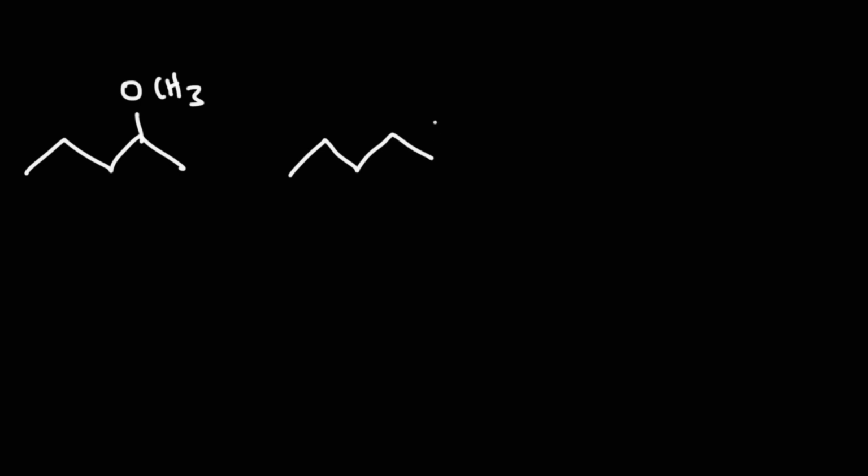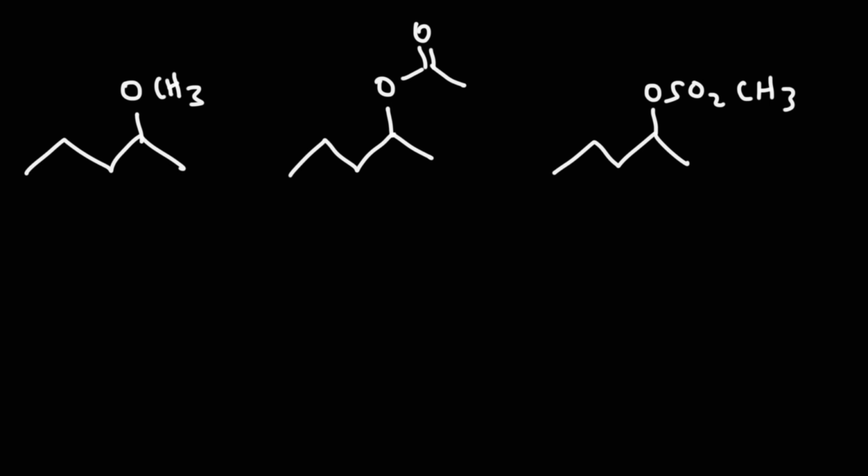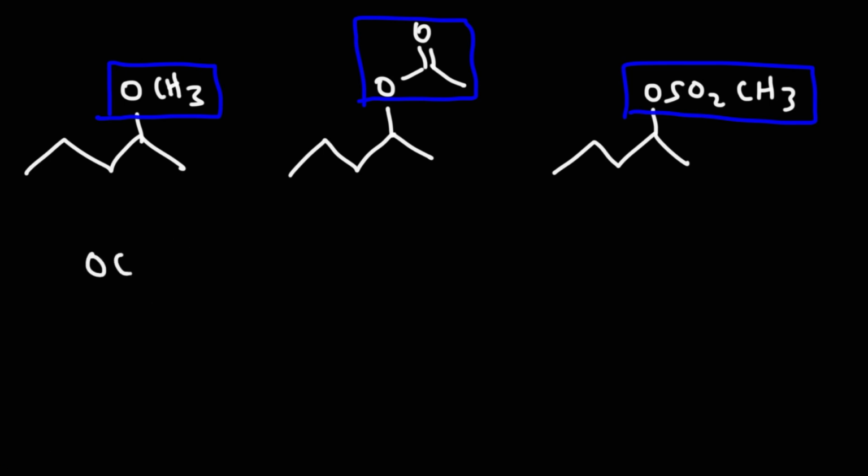Now consider these three examples. Which one would you say is the best leaving group? And which one is the worst? So we're comparing OCH3, we're comparing this and that. Now if we take off OCH3, we're going to get methoxide, which is a strong base. If we take this group off, we're going to get acetate.